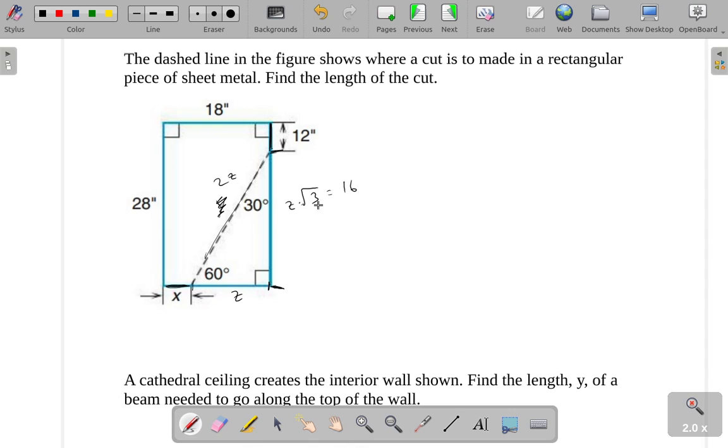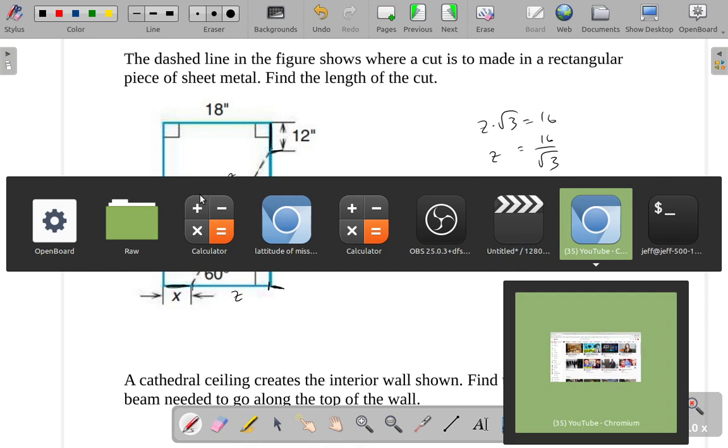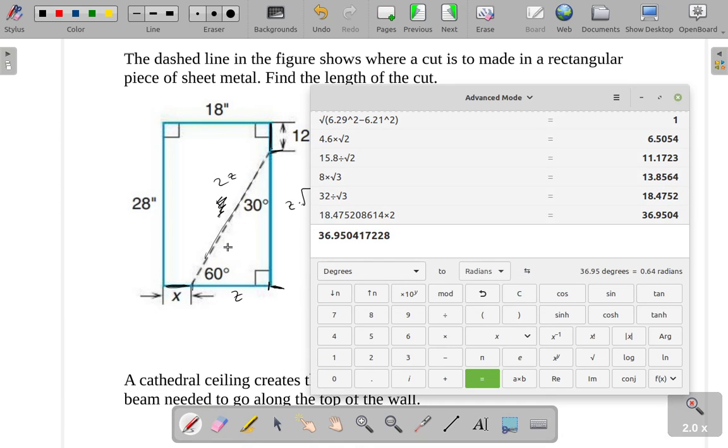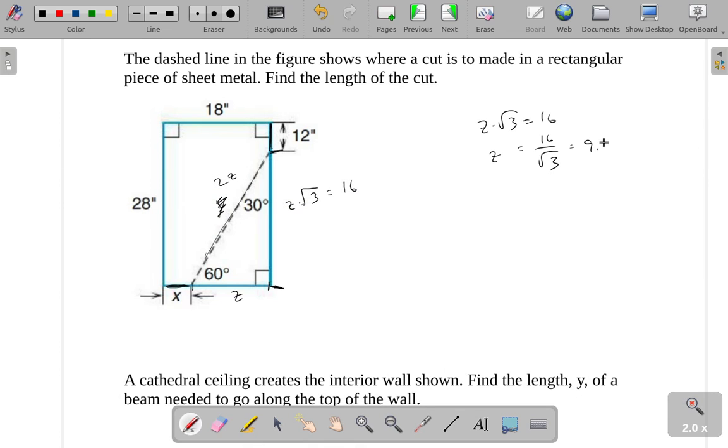Okay, well, now that I know that, you can see it sets up a little equation here. I can use that to figure out what the value of z is. If z times the square root of 3 is equal to 16, that means z is equal to 16 divided by the square root of 3, just dividing both sides of that equation by the square root of 3. 16 divided by the square root of 3 gives me 9.2376 approximately.